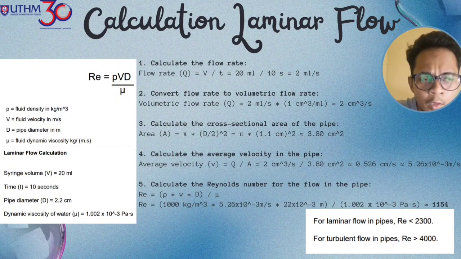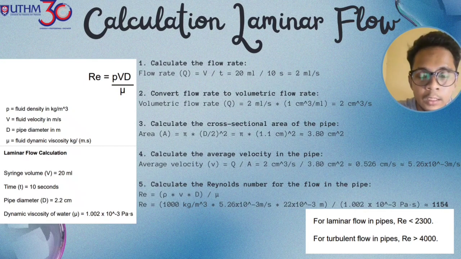Today I would like to present the calculation for laminar flow. First of all, we must know the formula. The laminar flow is determined from the Reynolds number. The Reynolds number is equal to fluid density multiplied by fluid velocity multiplied by pipe diameter, divided by fluid dynamic viscosity.